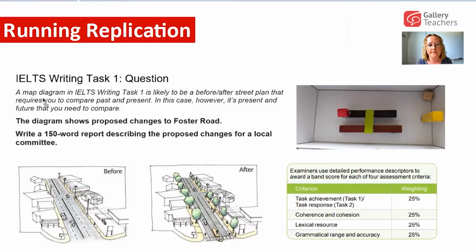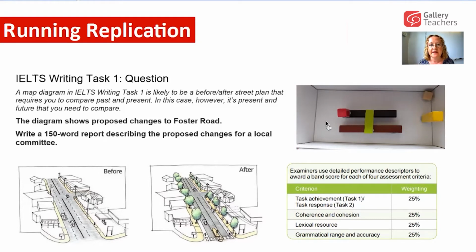Okay, here's first of all the writing question. So we've got the map diagram. This is an example. As the script says, it's likely to be a before or after street plan. So you can see here, there's a town before, a town after, thinking about the changes, places that are next to, in front of, parallel, etc. And how can you get students to have some practice with this? For me, it would be starting with verbal practice and then getting them to write down what they have done. So one of these activities is called a running replication.